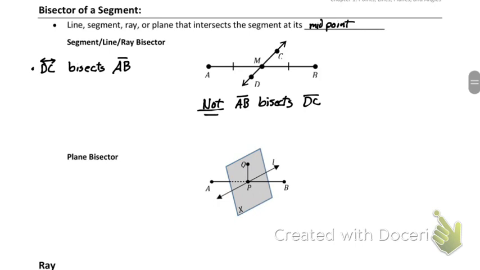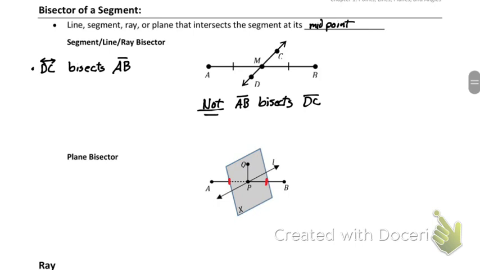All right, a plane can also bisect a segment. Now, on this drawing, we're trying to picture that this plane is actually traveling along L, so it's being forced in there, and this line's cutting through. In order for P to be a midpoint, you know what we need to do? We need to put tick marks on it. So that means P is our midpoint, which means the plane bisects.